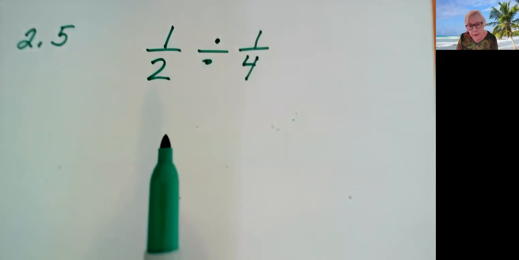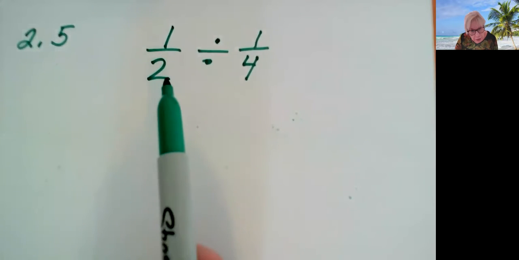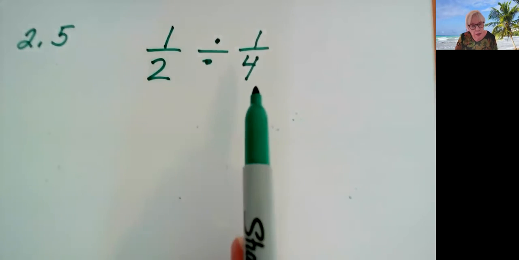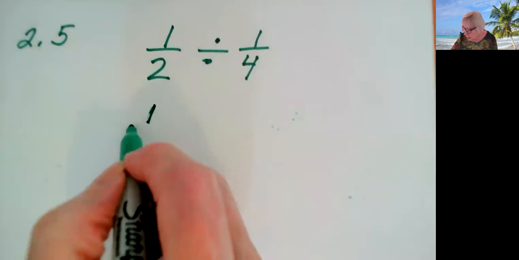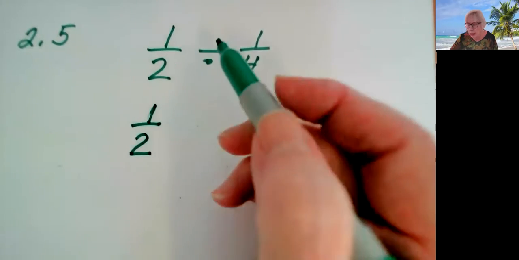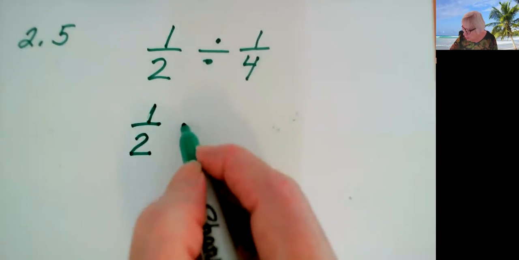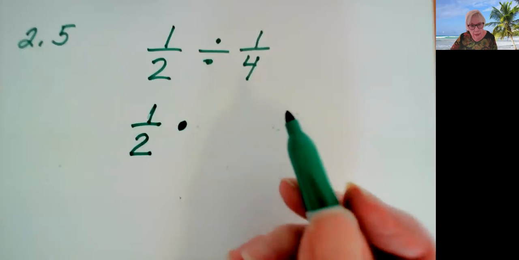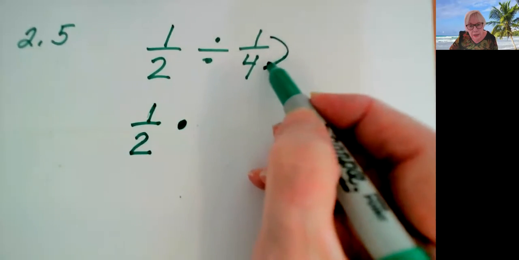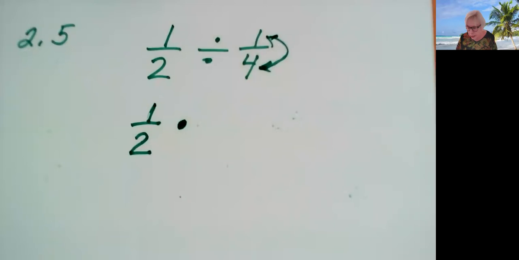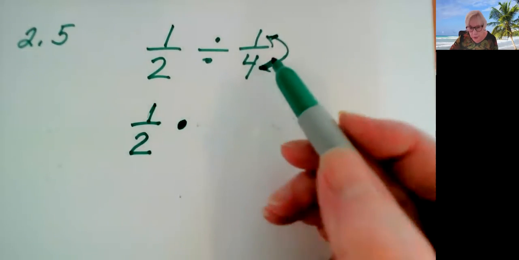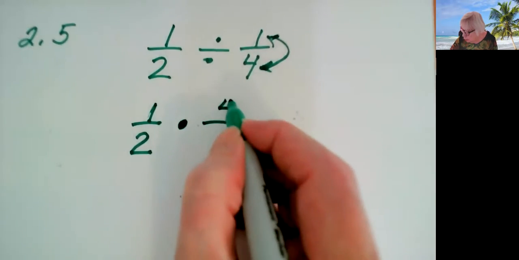And we learned how to do multiplication. So when you have division, you convert it to multiplication. And the way you do it is as follows. The first number is copied, no change. The division converts to multiply. And this second number, it's always the second number, is inverted. So instead of 1/4, it is actually going to be 4/1.